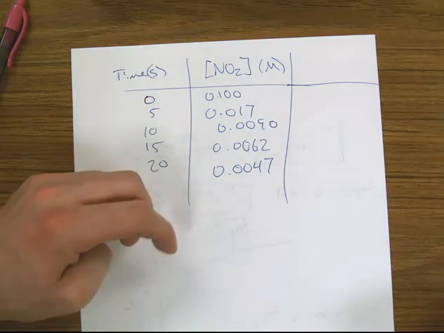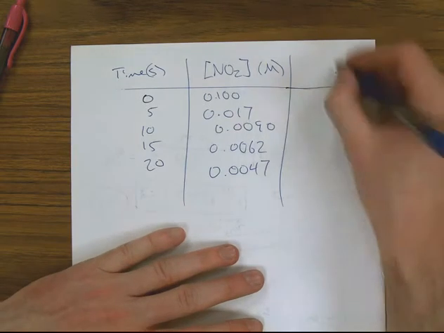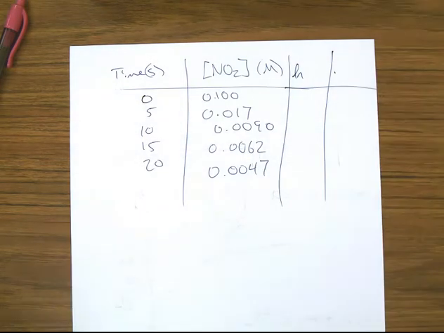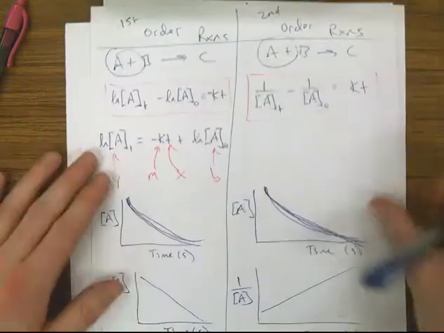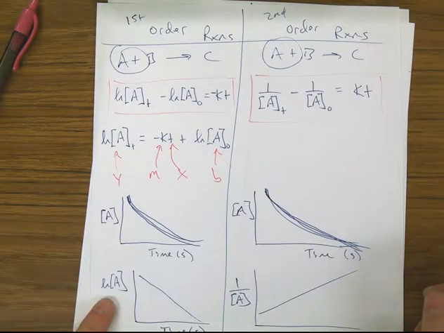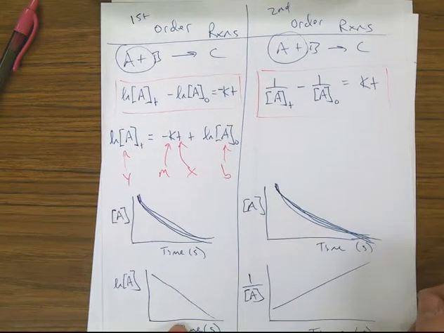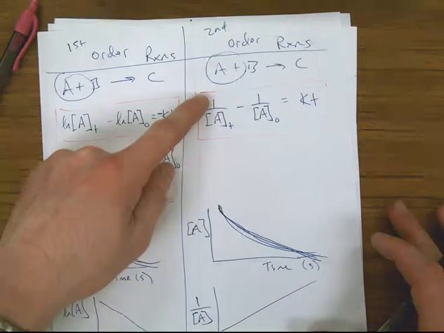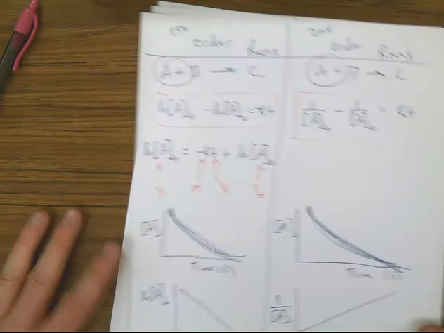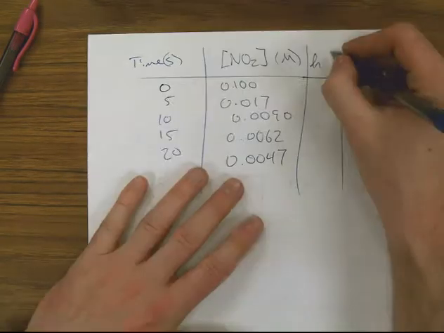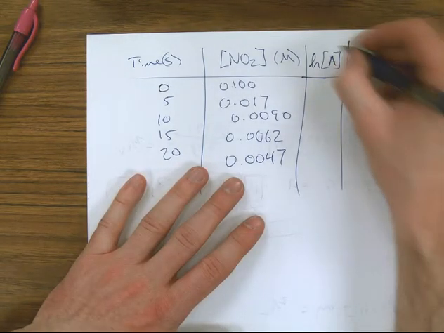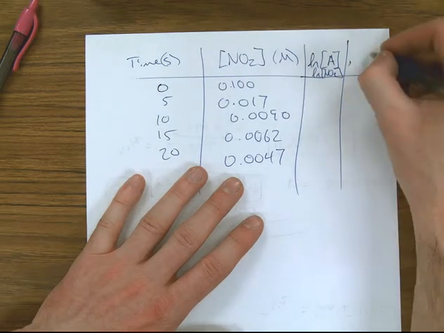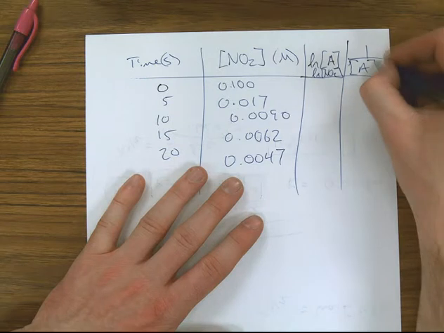Right. What you want to do in your table is that if you want to figure out if it's first or whether it's second order, you're going to have one column where you take the natural log. You're going to plot the natural log of your concentration at each time. So if it's first order, and I plot the natural log of A at each time on this graph here, what I'll see is a straight line. If it's second order, I want to plot basically the reciprocal of the concentration. So one column is going to be the natural log of A, which in this case is the natural log of NO2. And then over here, I want to plot 1 over the concentration.